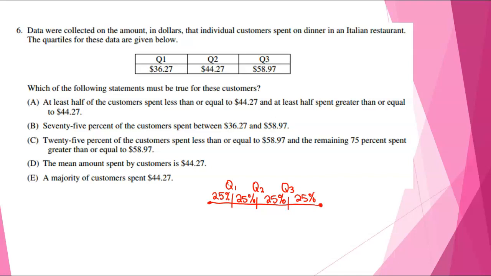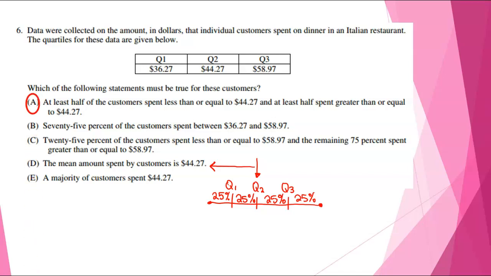So up here it says at least half the customers spent less than or equal to 44.27. So 44.27 is Q2, which is our median, and it says at least half the customers spent less than or equal to. Less than or equal to is going to be to the left, which this one happens to be true right off the bat. Our answer is actually A.